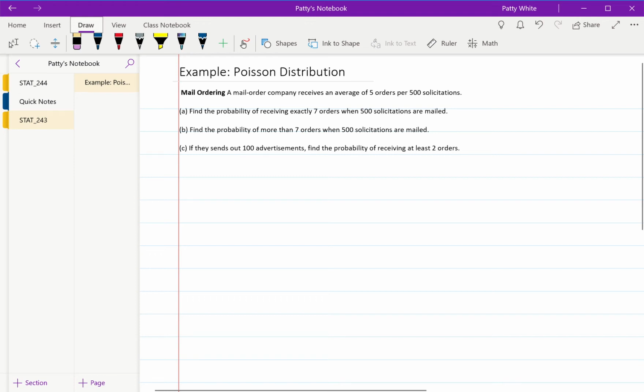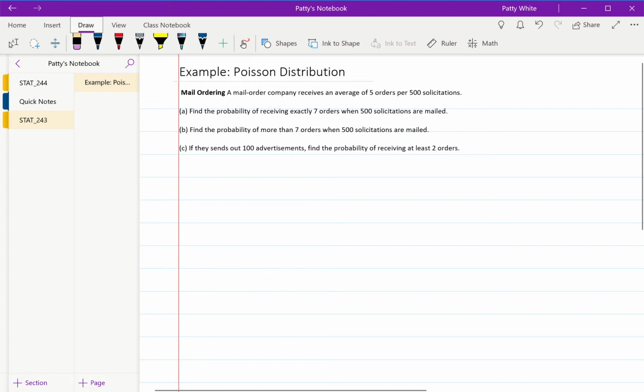So today we're going to look at an example using the Poisson distribution. I grabbed this example from your book, and it's a good example because it's going to review a few different methods that we're going to have to use. It says a mail order company receives on average 5 orders per 500 solicitations.